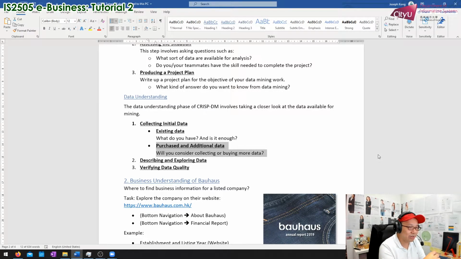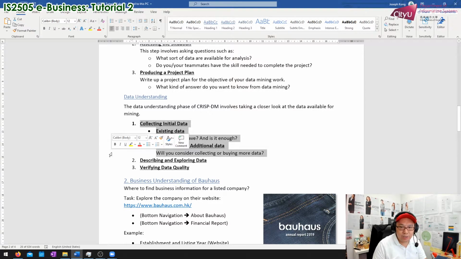Sometimes you will have some companies selling you some kind of contact list and telephone information so that you could cold call or SMS that particular customer, something like that. Well, these are a lot of ways for you to gather data. If you find that your existing data is not enough, then maybe you need to consider collecting more or buying some.